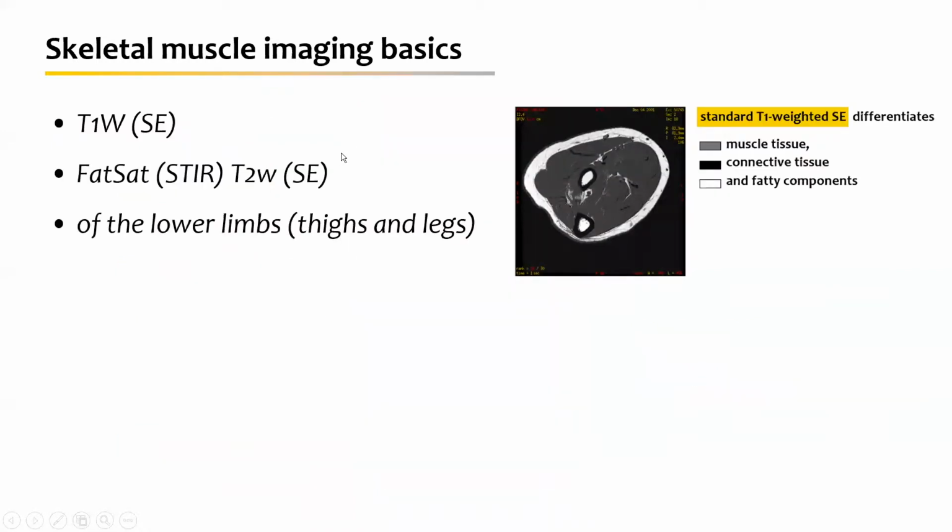A very basic skeletal muscle imaging protocol will always start with a T1 weighted spin echo sequence. Why? Well, it is a very common, very standard sequence, and it nicely discriminates between three key tissues. The muscle tissue has an intermediate tone, the fat tissue appears very hyperintense, while the connective tissue, if it's dense enough, like in the cortical bone and in the fascia, appears as profound hypointensity. So very nice contrast and nice delineation of the anatomical structures.